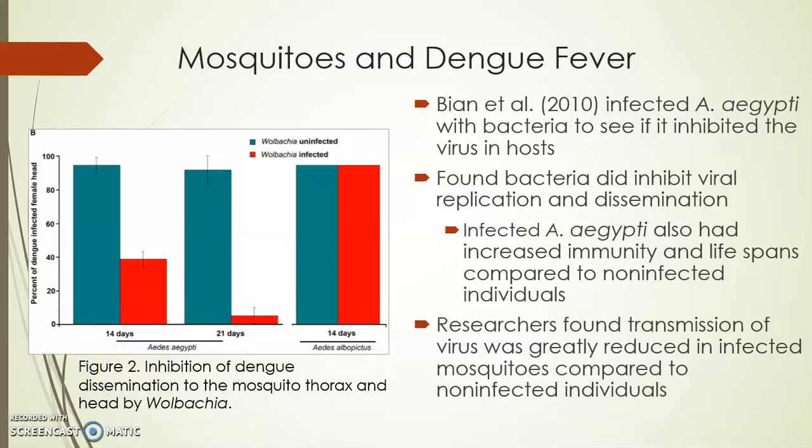So in 2010, researchers wanted to find out if they put the Wolbachia inside these mosquitoes, whether it inhibited the virus in the host. They found that the bacteria did inhibit viral replication and dissemination, and that these mosquitoes also had increased immunity and lifespans compared to the non-infected individuals. They also found that transmission of the virus was greatly reduced in infected mosquitoes compared to non-infected mosquitoes. However, they also tested another vector species for dengue fever, and they found that this species, Aedes albopictus, was not affected by the bacteria. The virus was not affected by the bacteria in the host.